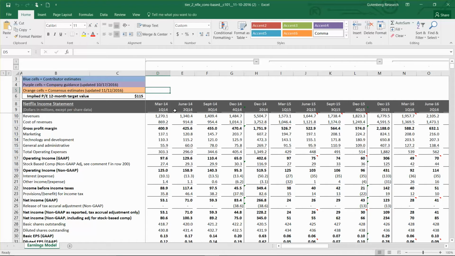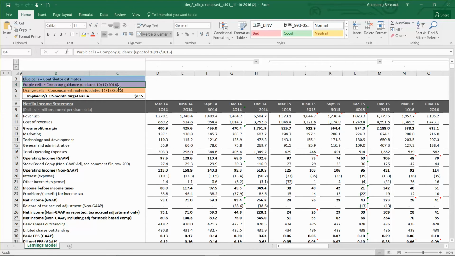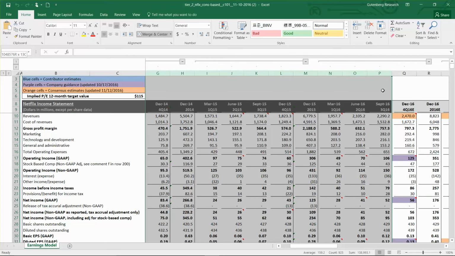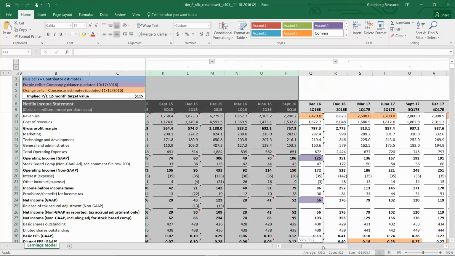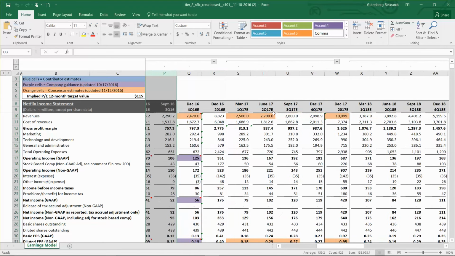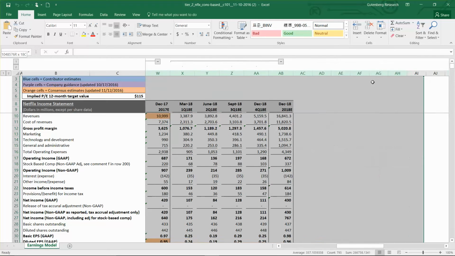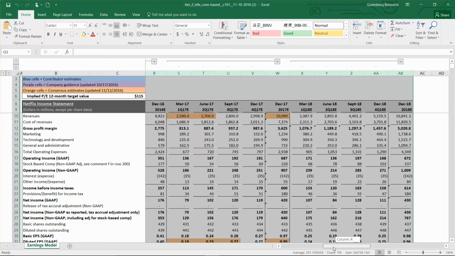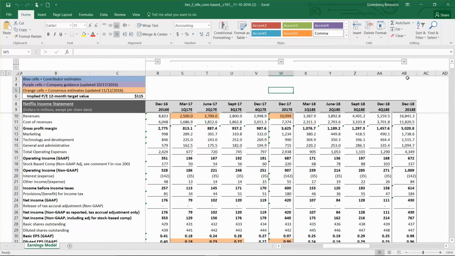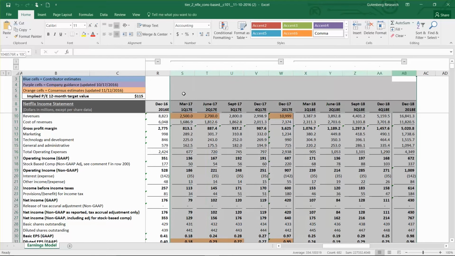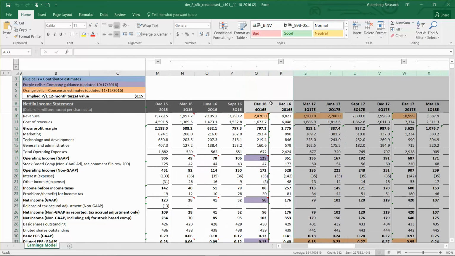So first, when you open our models, you'll see that we have color coding systems. Anywhere you see a blue cell, those represent our primary estimates. Purple cells represent management's guidance, and orange cells represent consensus estimates. Then the columns also have a color code. The dark gray columns represent historic actuals that tie back to the SEC filings and press releases. And the light gray columns represent the forecast for the future periods. The other difference between the Tier 1 and the Tier 2 model is that in this Tier 2 model, we only go out to the end of 2018, whereas in the Tier 1, we forecast out the next 5 years.